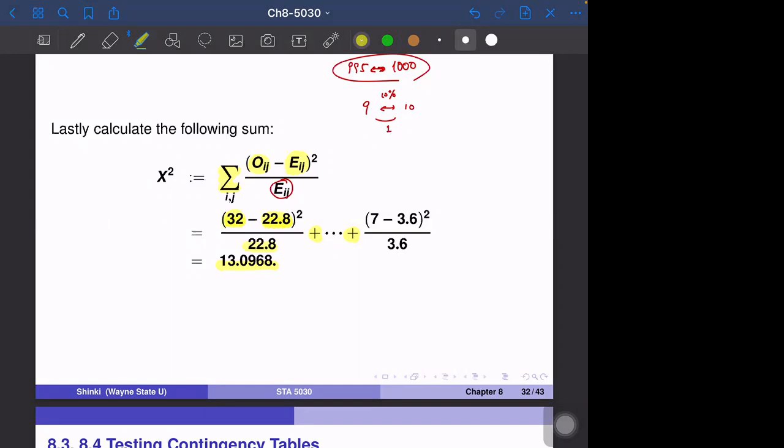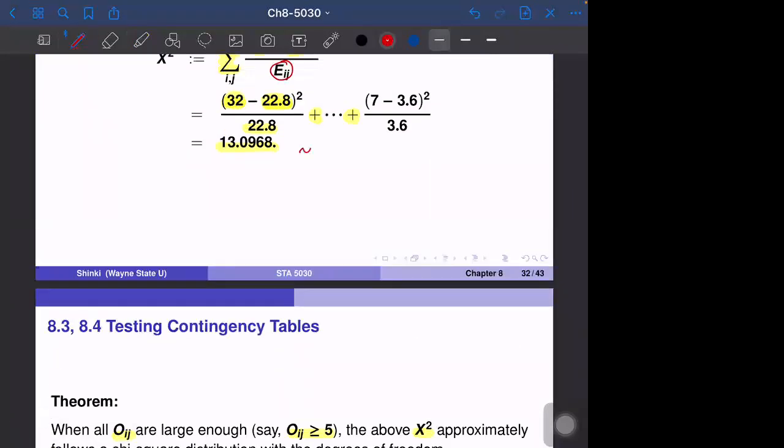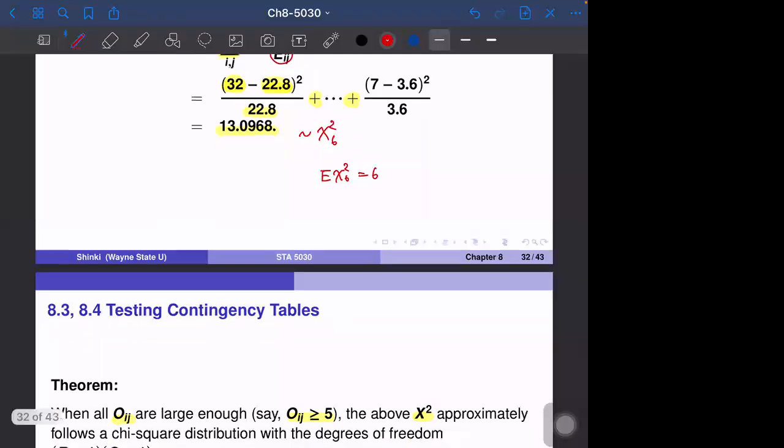So then what's the threshold? How large should it be to reject the null hypothesis? This comes from this theorem. When all O_ij are large enough, say O_ij is larger than 5, then this chi-square statistic follows the chi-square distribution with df (r minus 1) times (c minus 1). In the previous example, we have seen r is 3 and c is 4, so that means this is 6. So in the previous page, this statistic follows chi-square 6. Chi-square 6 has the expectation of 6, so 13 is somewhat large.